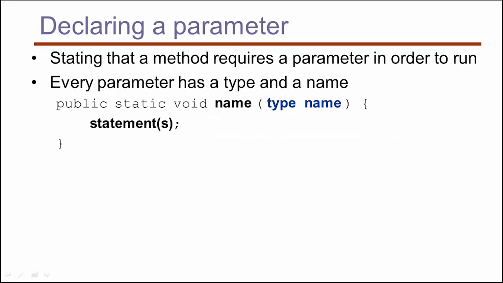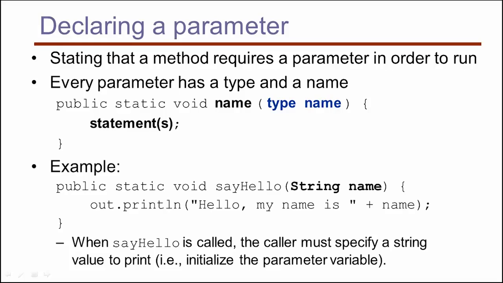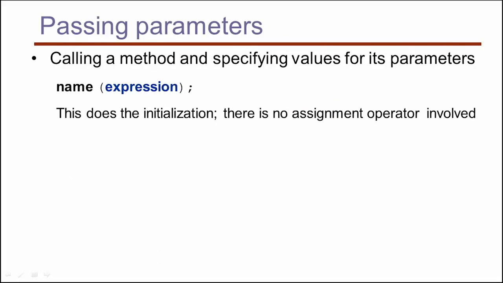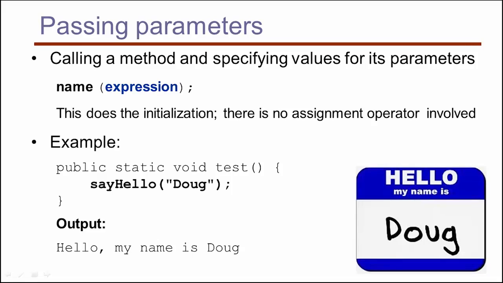When you declare that a method accepts a parameter, then calling that method requires that you provide a value for that parameter. When declaring parameters in a parameter list, you must provide both a type and a name, similar to declaring variables. Here's a simple example of a method which has a parameter called name, which is of type String. Whenever someone wants to call this method, they must provide a String value. When calling a method that expects a parameter, you must supply a value, and this value will be used to initialize the parameter before the method begins execution. Here we see a simple call to the sayHello method where we pass the string Doug.